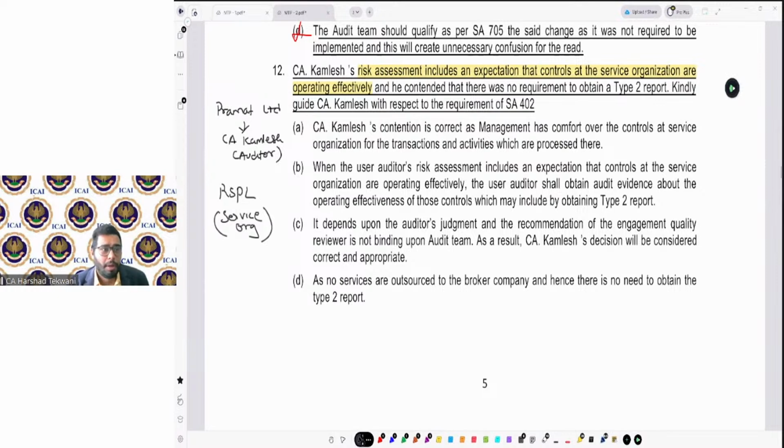Very important thing. Till now we focused on whether a type 1 report is required or a type 2 report is required. But from whom? Who will prepare the report, and who will give it to us? Are we required to take it from the entity's auditor, like Pramath Limited's auditor? Or from Pramath Limited? Or from RSPL? Who will give me the type 2 report? That is an important question.